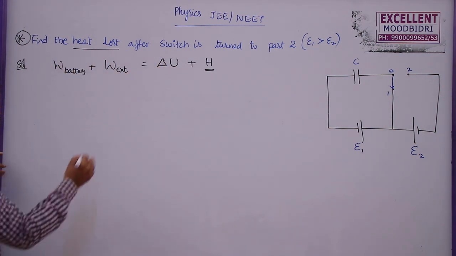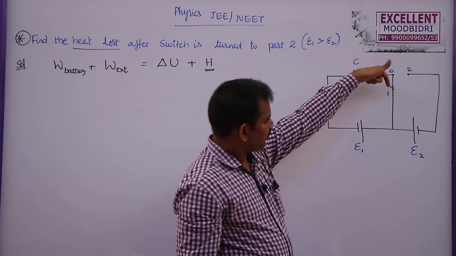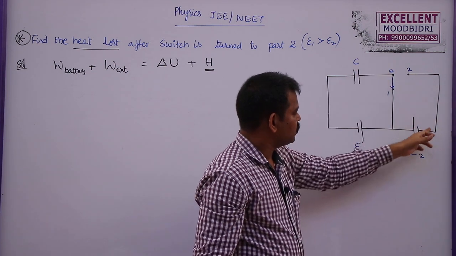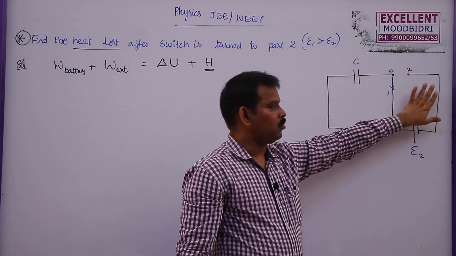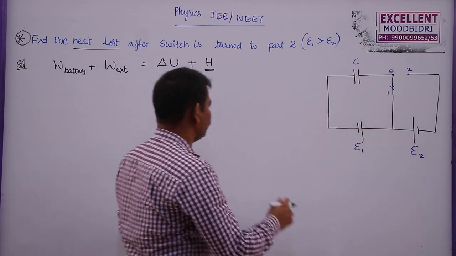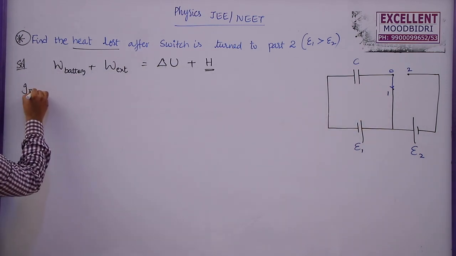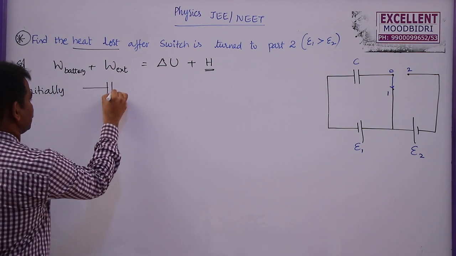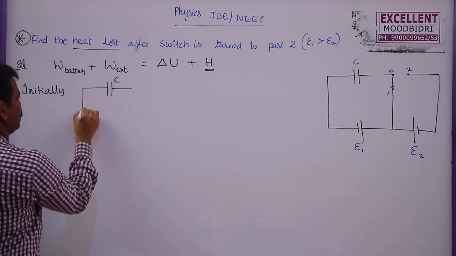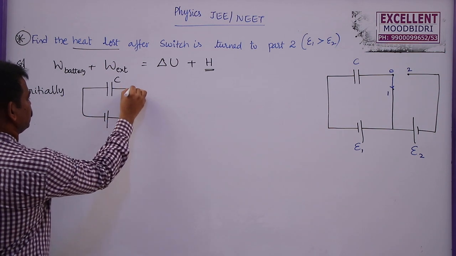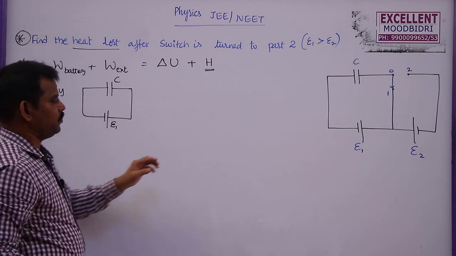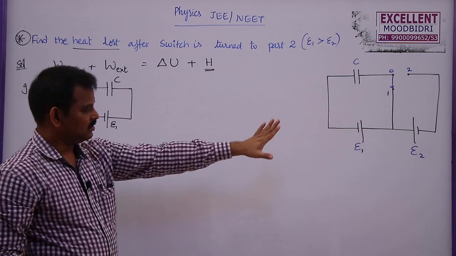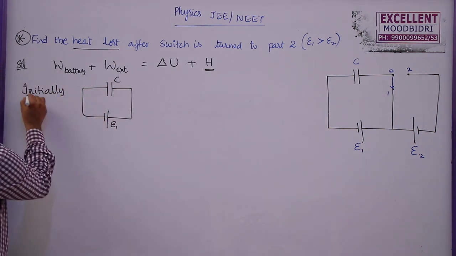Now in this problem, first, when the switch is in contact with point 1, this is an open circuit, so no charge or current flows into the second cell. Initially the circuit can be drawn like this. This is the capacitor of capacitance C and this is the battery E1. It is given that E1 is greater than E2, the EMF of the first cell is greater than the second cell. But the second cell is not required initially.